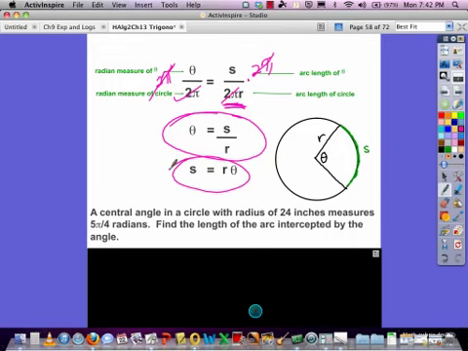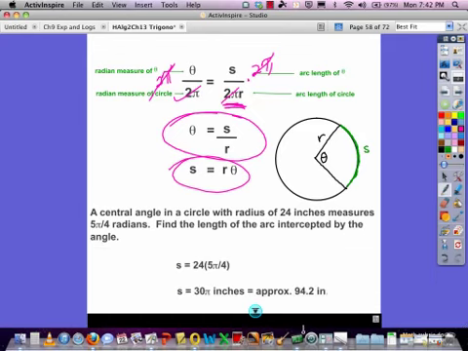So here's an example of how it would be used. A central angle in a circle with a radius of 24 inches measures 5 pi divided by 4 radians. So it's in radians. You're not going to have degrees. Find the length of the arc intercepted by the angle. So we want this green portion. So right away you say, find the length of the arc. Arc length is nothing more than s. So we're going to write the equation s equals radius times theta. S equals, our radius was 24. Our theta value in radians was 5 pi divided by 4. You can cancel.